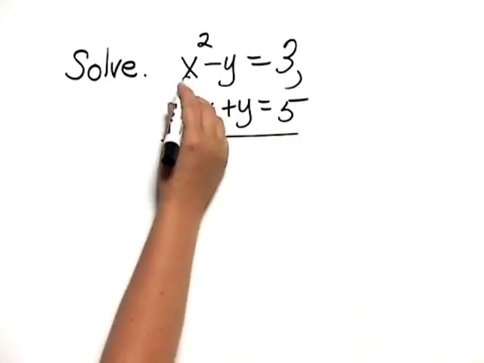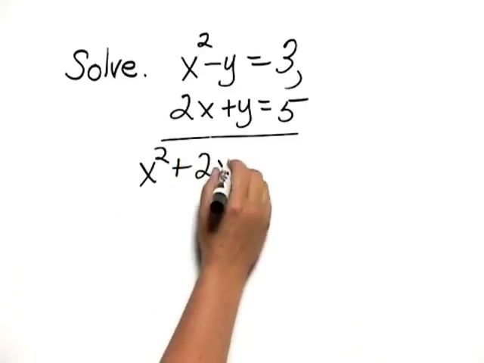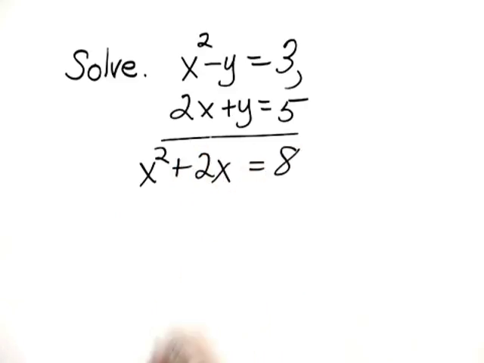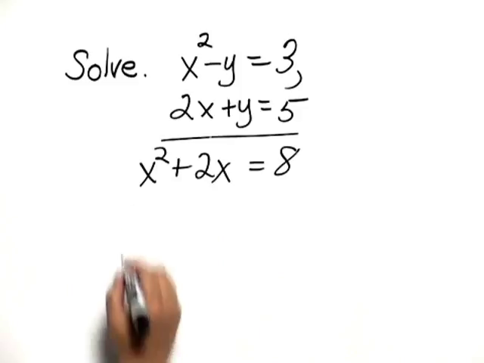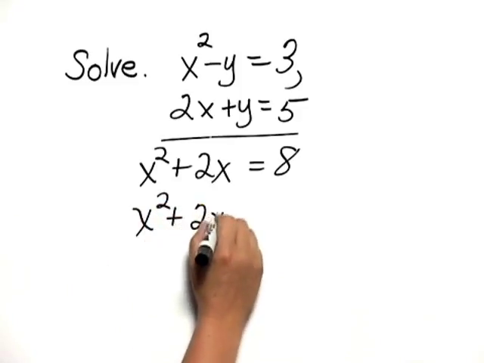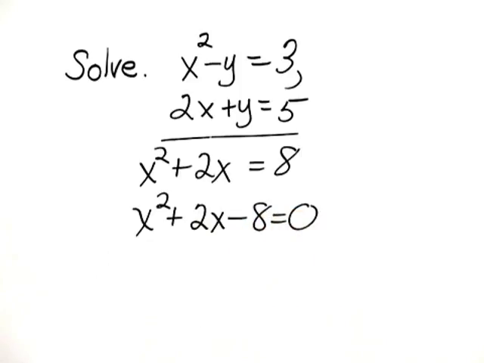Let's add, and it will give us x squared plus 2x plus 0y equals 8. And by adding, we actually eliminated the y's and we have a quadratic equation in x. Subtracting 8 from both sides, we can now solve for x and then go back and solve for y.